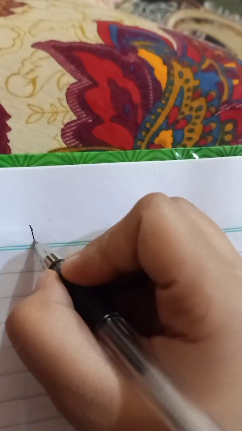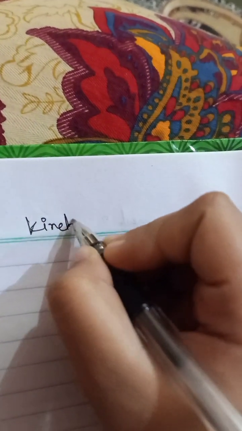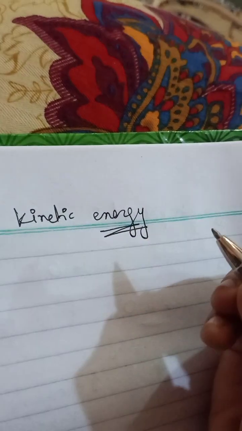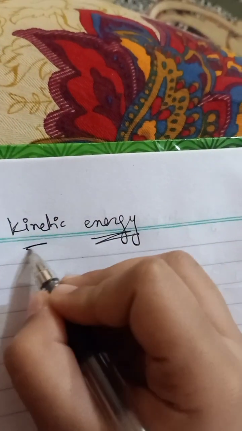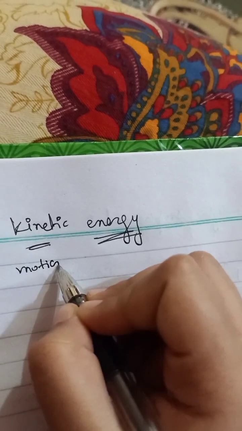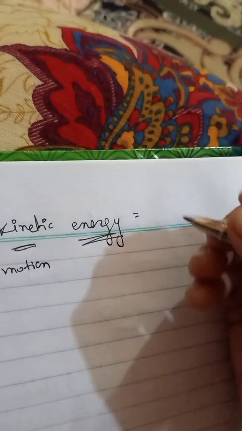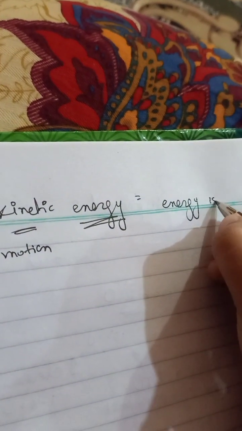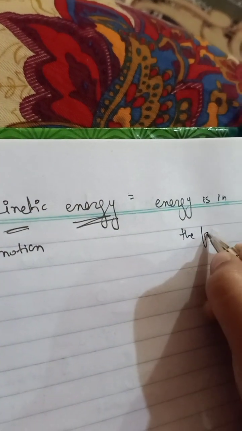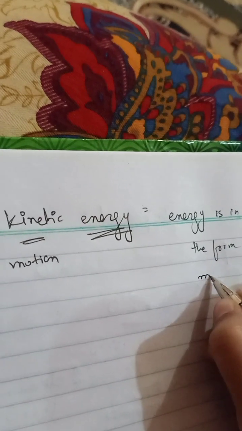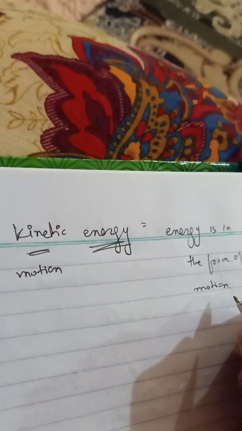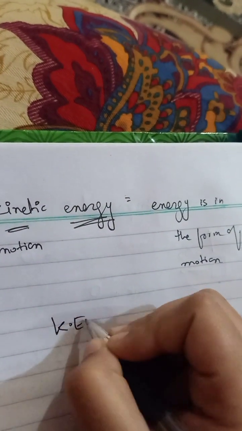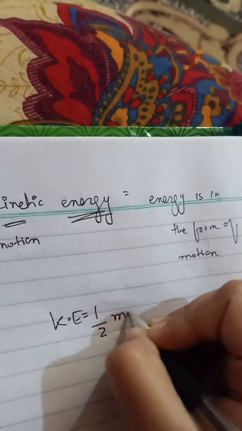In this video we're going to discuss kinetic energy. So what is kinetic energy? Energy means the ability to do work, and kinetic means motion. Energy in the form of motion is called kinetic energy. The formula of kinetic energy is 1/2 mv square.